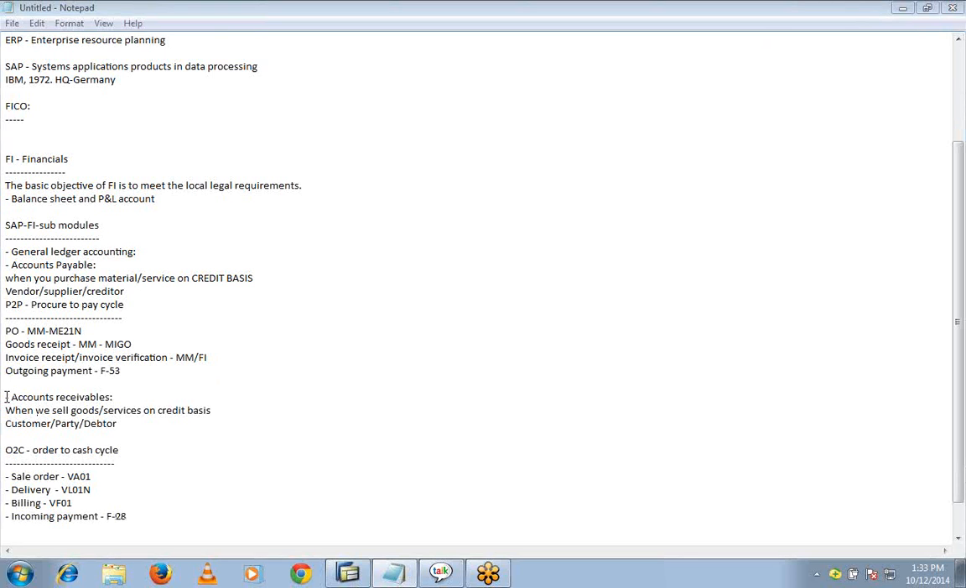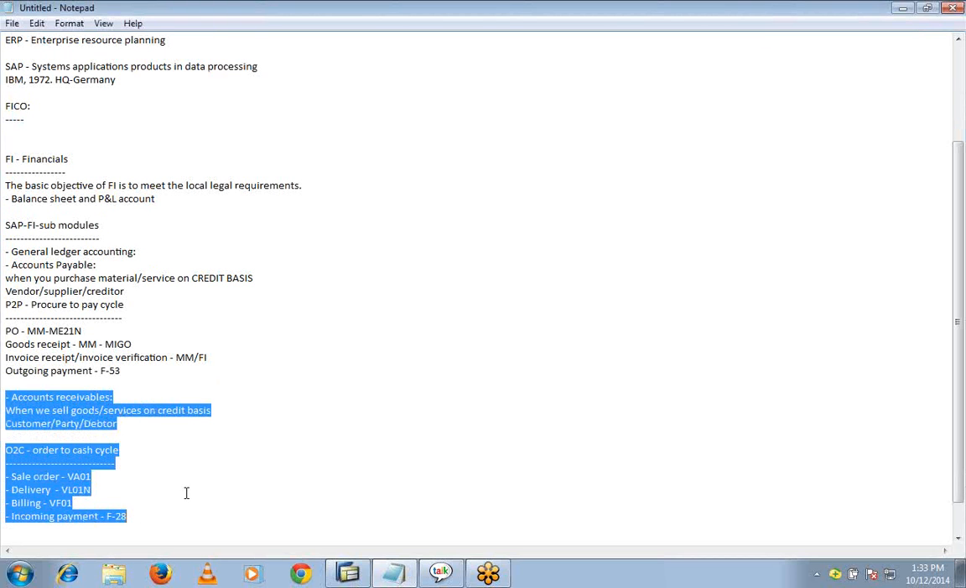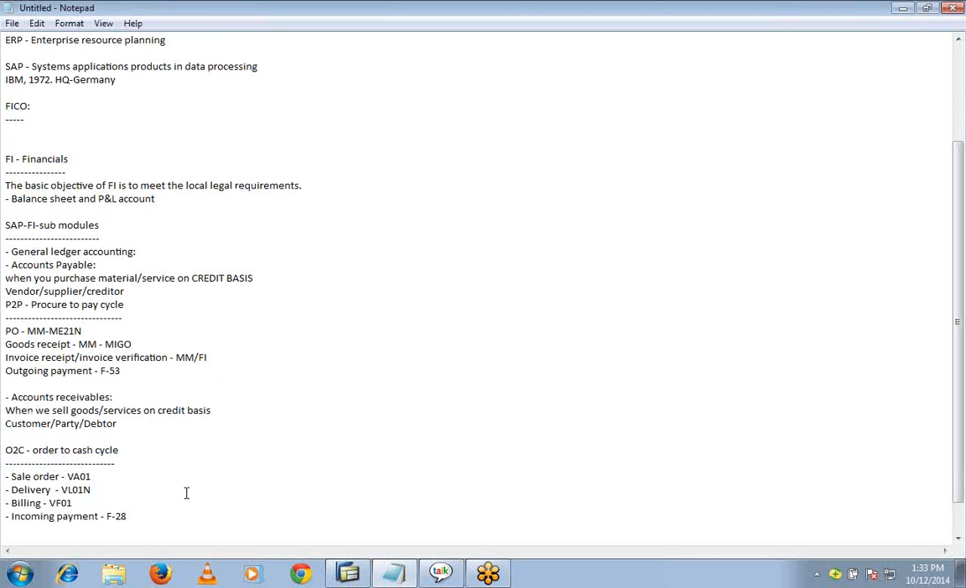No, not vendor, right? Accounts receivable is purely meant for customer-related transactions. You are selling something to the customer from your company, so you have to receive the payment for what you sell, right?